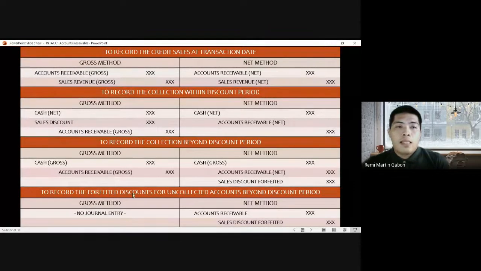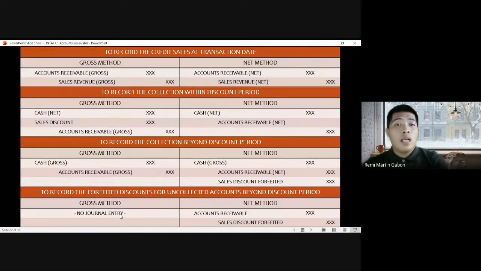Last, as an adjustment, recording for forfeited discount if collections had not been made even beyond the discount period or even beyond the collection period. What do we do under gross method? No journal entry. Why no journal entry? Because hindi naman tayo nagdi-deduct immediately ng cash discount. But under net method, our journal entry is to recognize as a debit accounts receivable and credit sales discount forfeited account for the amount of the cash discount unavailed or forfeited. Reason bakit tayo nag-debit ng accounts receivable is that parang ina-adjust natin si net method papuntang gross method.